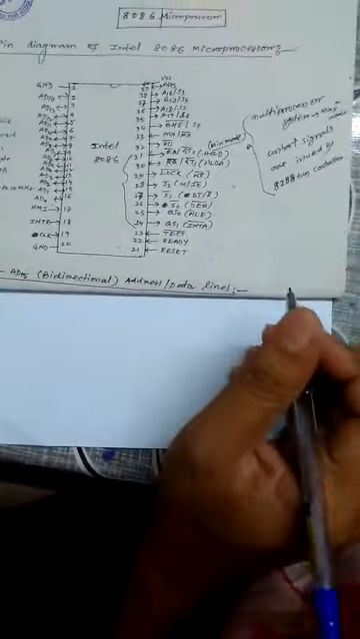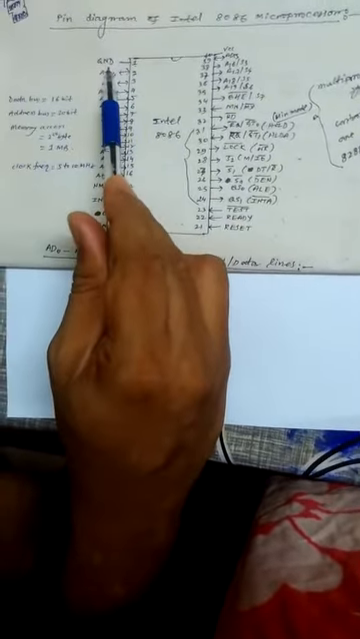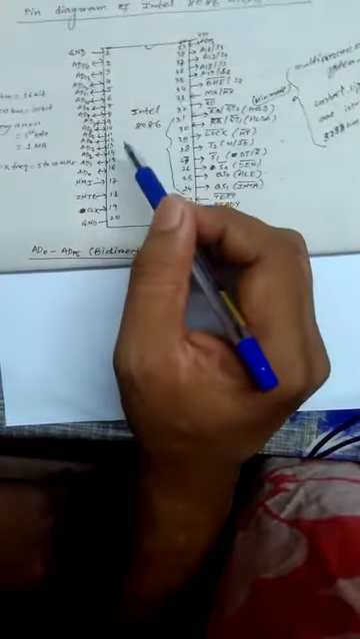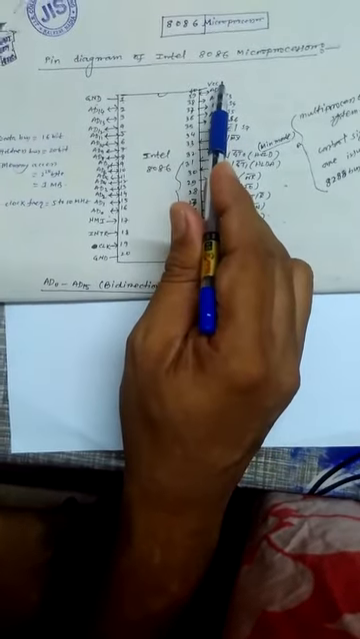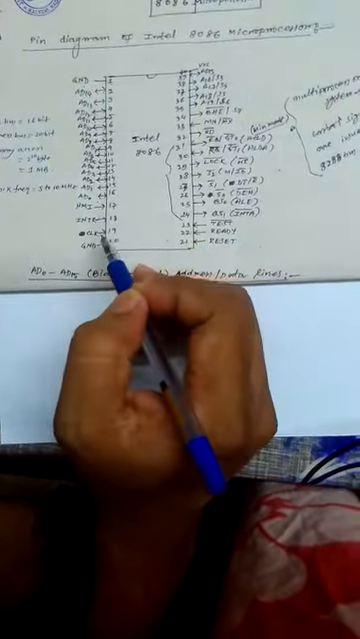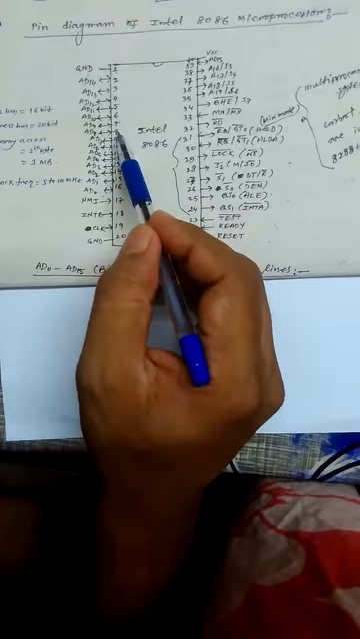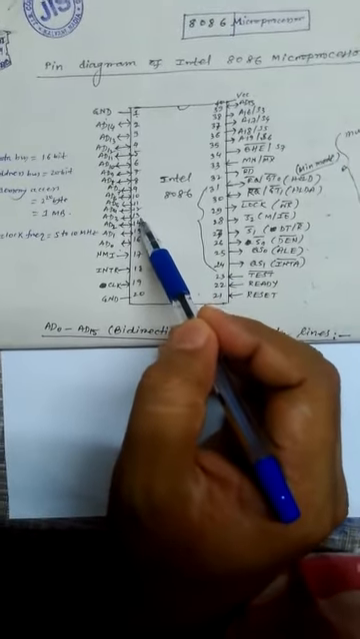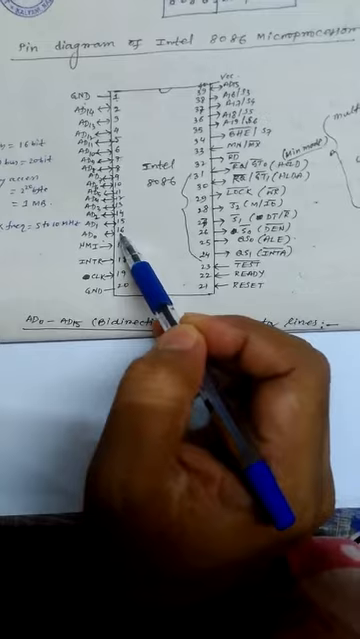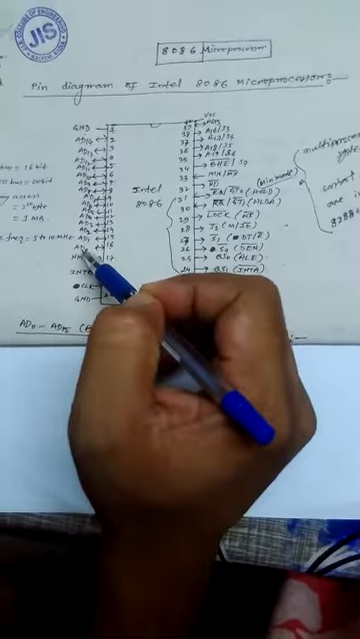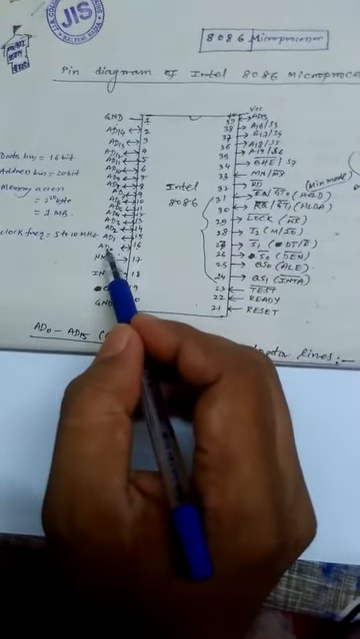Pin description. You check that pin number 1 is ground and pin number 40 is VCC. The 8086 microprocessor requires a plus 5 volt power supply. Then you check pin numbers 2, 3, 4, 5, 6, 7, 8, 9, 10, 11, 12, 13, 14, 15, 16 as well as pin number 39. These are used for the address and data bus. A is for address and D is for data.